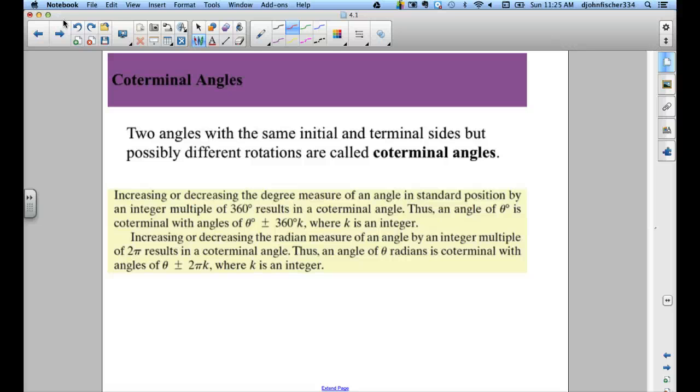What does that mean? That means if I add 360 to a degree measure, it's the same angle, same position of the angle, but a different measure because it's one complete revolution more. Now, if it's a radian measure, I don't add 360 degrees. I would add 2 pi radians to get a coterminal angle.